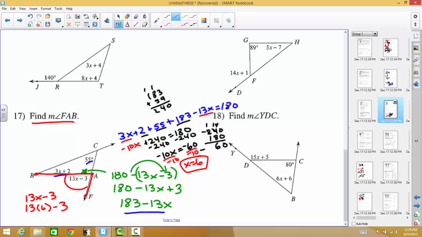Two numbers next to each other means multiply. So 13 times 6. 6 times 3 is 18. 6 times 1 is 6, plus 1 is 7. So you have 78 minus 3, which is 75. It's like my favorite number. I was born on July 5th, that's why. So 75 is your answer.